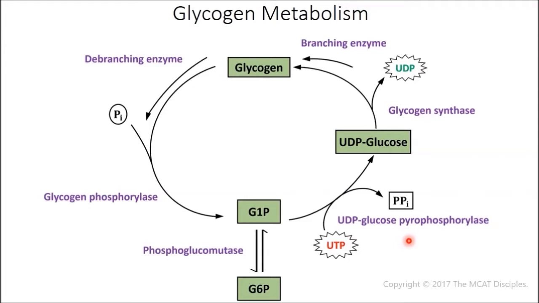All right. And the way it does that is just a simple nucleophilic attack. The glucose-1-phosphate phosphate group attacks the alpha phosphate group and causes pyrophosphate to leave. Now we get UDP-glucose. And UDP-glucose via glycogen synthase will then form glycogen. We'll add on to the glycogen polymer.